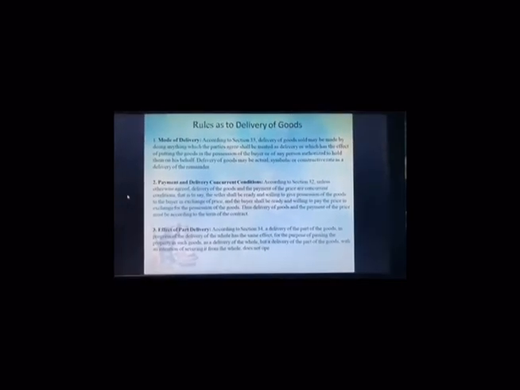First, mode of delivery. According to section 33, delivery of goods sold may be made by doing anything which the parties agree shall be treated as delivery, or which has the effect of putting the goods in the possession of the buyer or of any person authorized to hold them on his behalf. Delivery of goods may be actual, symbolic or constructive. Next, payment and delivery as concurrent conditions.